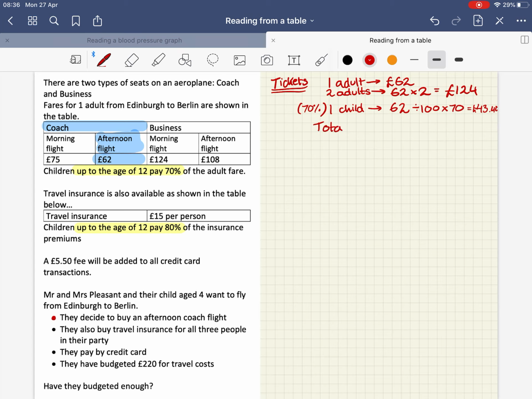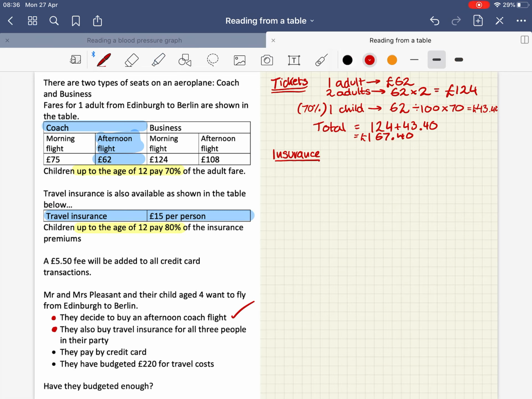And so our total for the tickets is going to be those 2 numbers added together. So the total amount is £167.40. So that's our tickets. We have done that first bullet point. Then I want to look at this next bullet point. So they also buy travel insurance. So insurance. There is only one option. So I'm working with that £15 there.